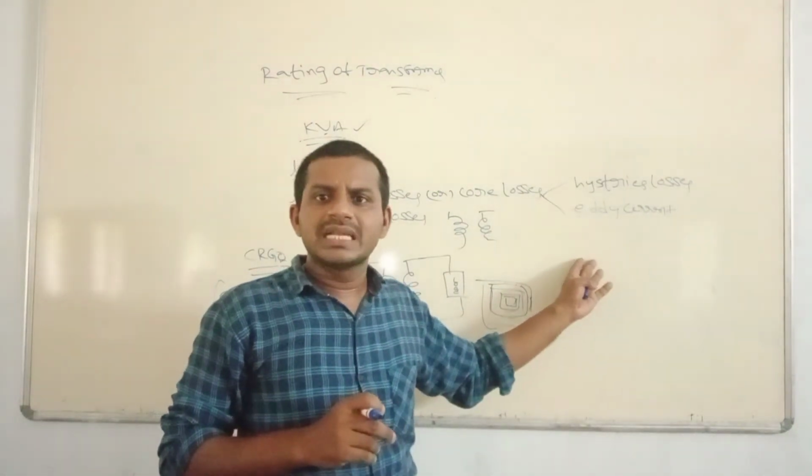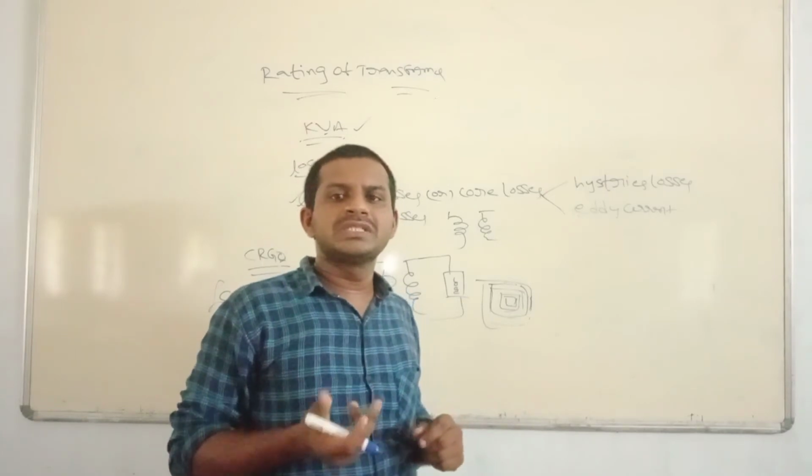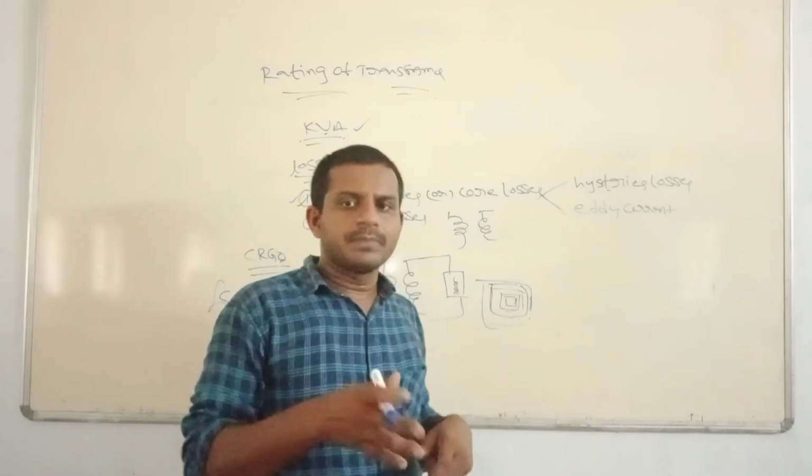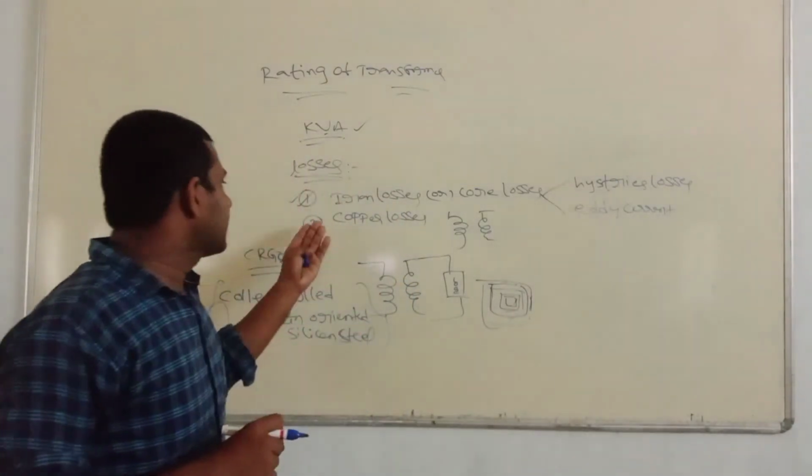Eddy current means a leakage current, which exists in the outermost of the atmosphere, like weather conditions. And also coming to the copper losses.